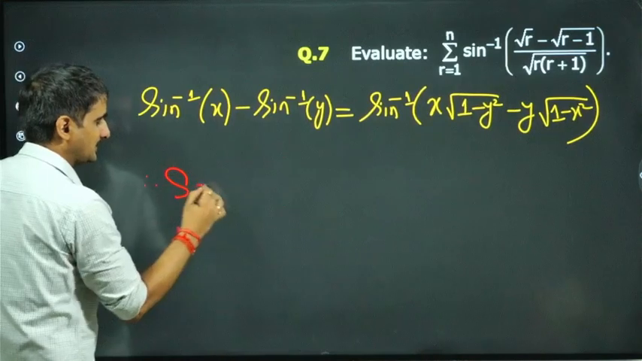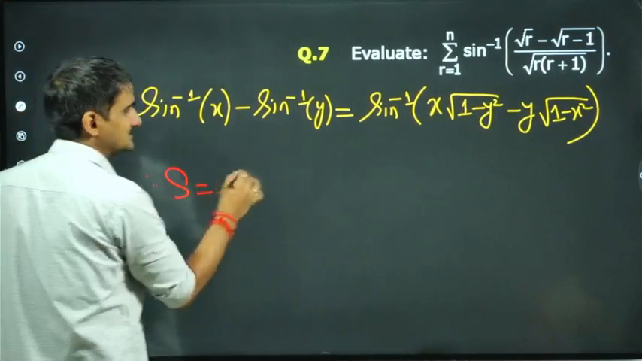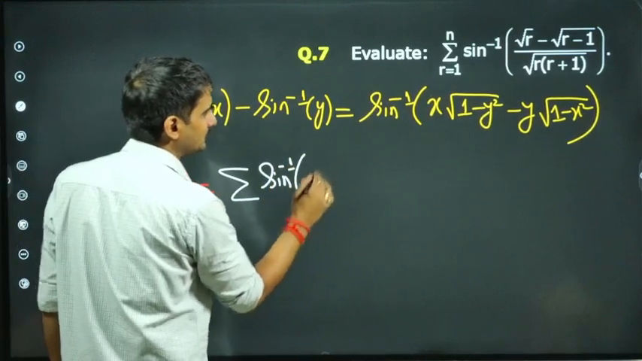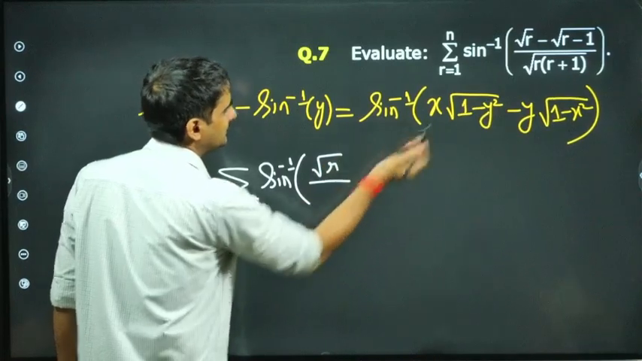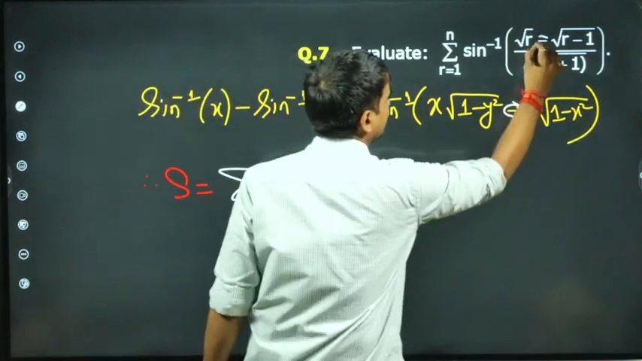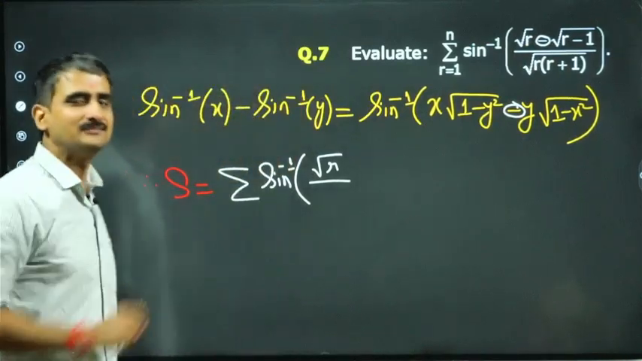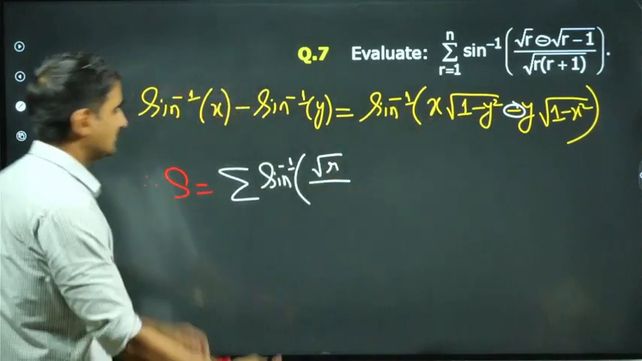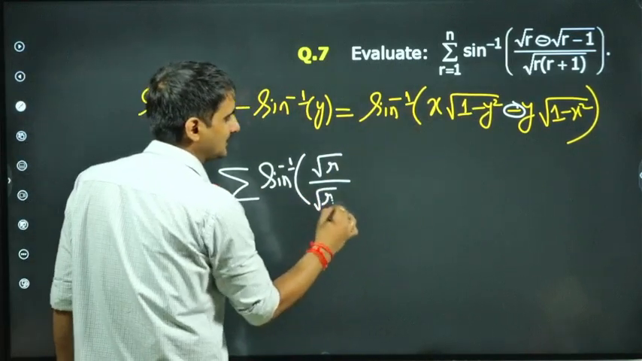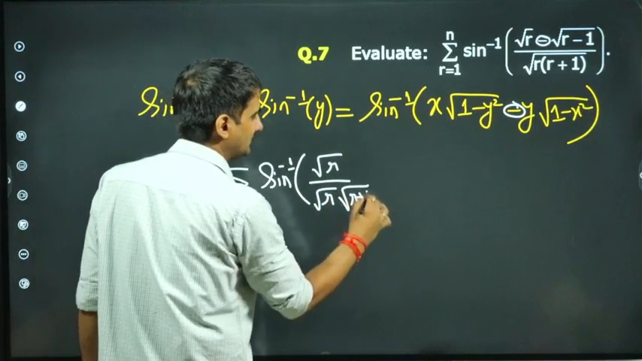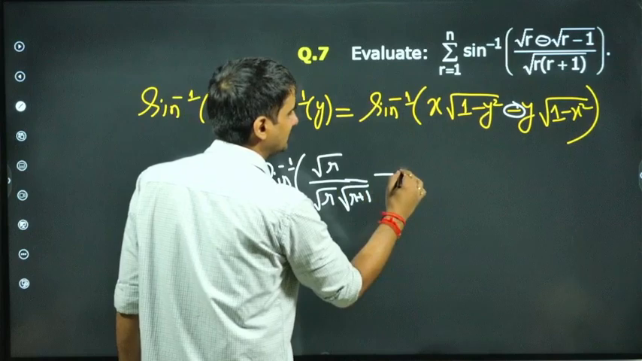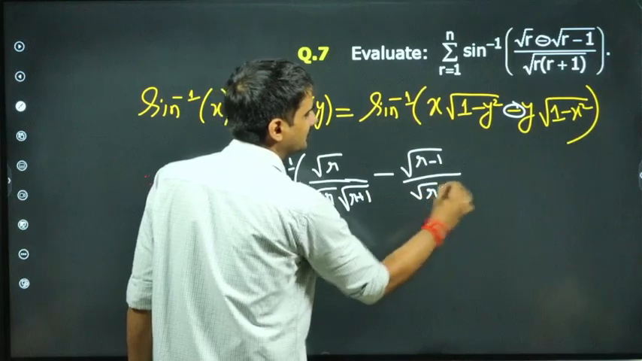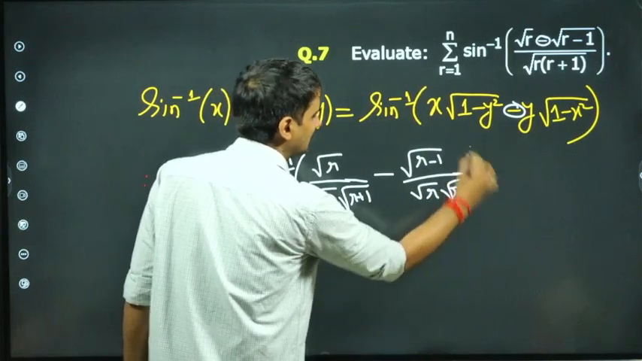So our series S is the summation of sine inverse of root r upon root r into root of r plus 1, minus under root of r minus 1 over root r into root of r plus 1. I will break it into two, because we have a negative sign here. At least that's one thing which matches with the form we are looking for.